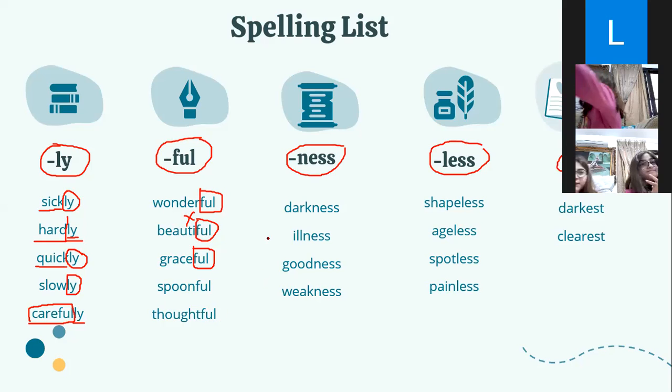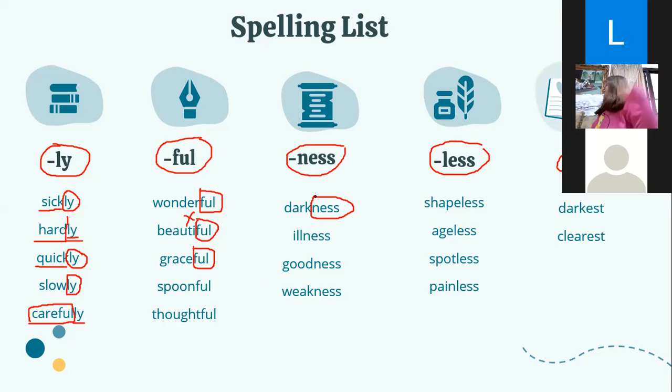Now let's move to the suffix ness. Darkness. The room is full of darkness. It comes from the word dark. The noun is darkness. Illness, when someone or something causes sickness. We say it's illness. Illness is the same as sickness.